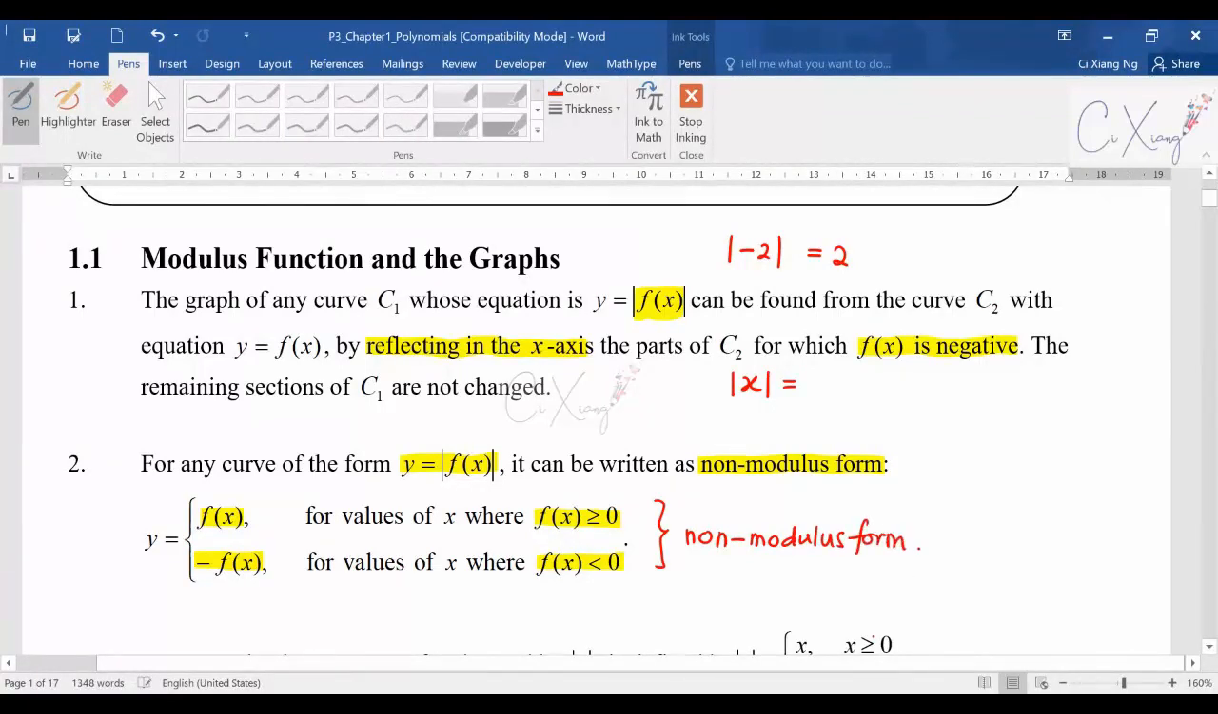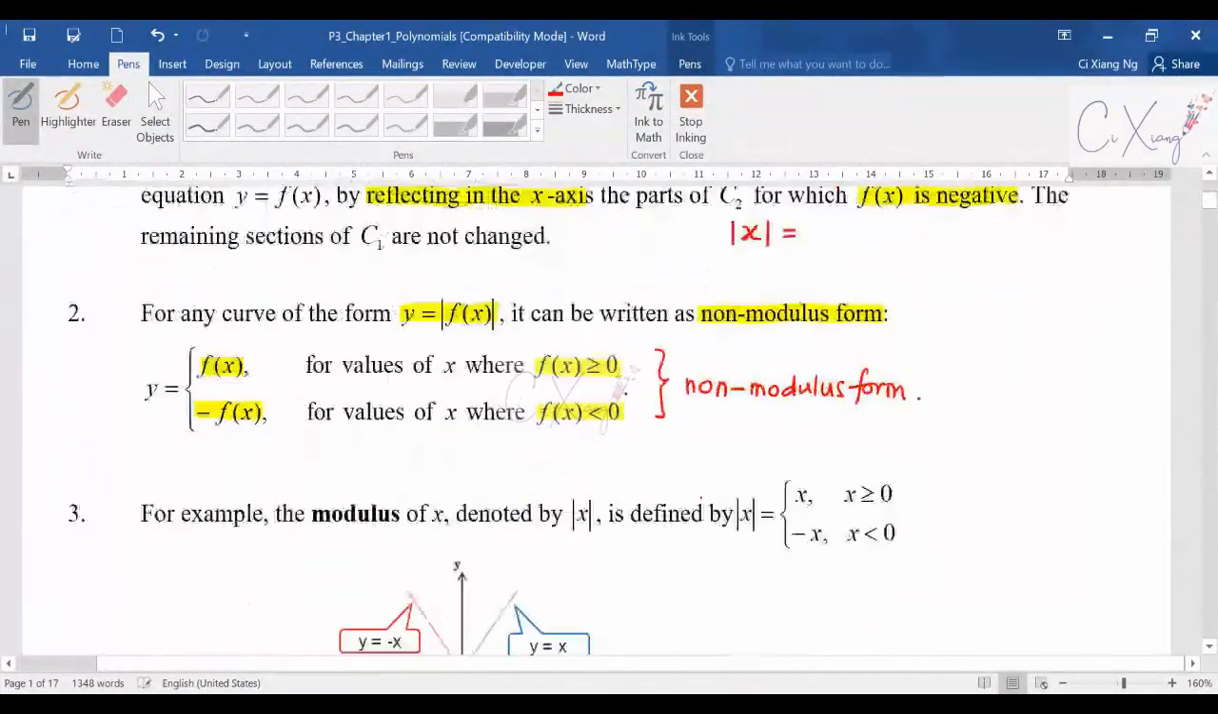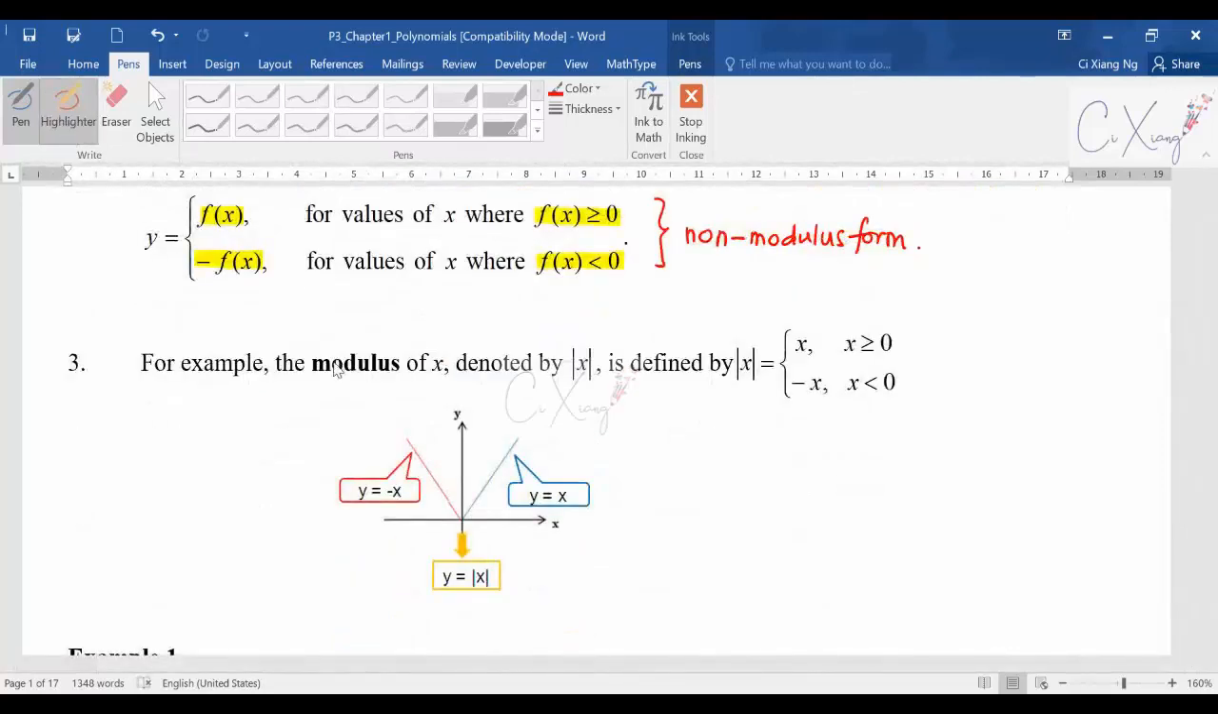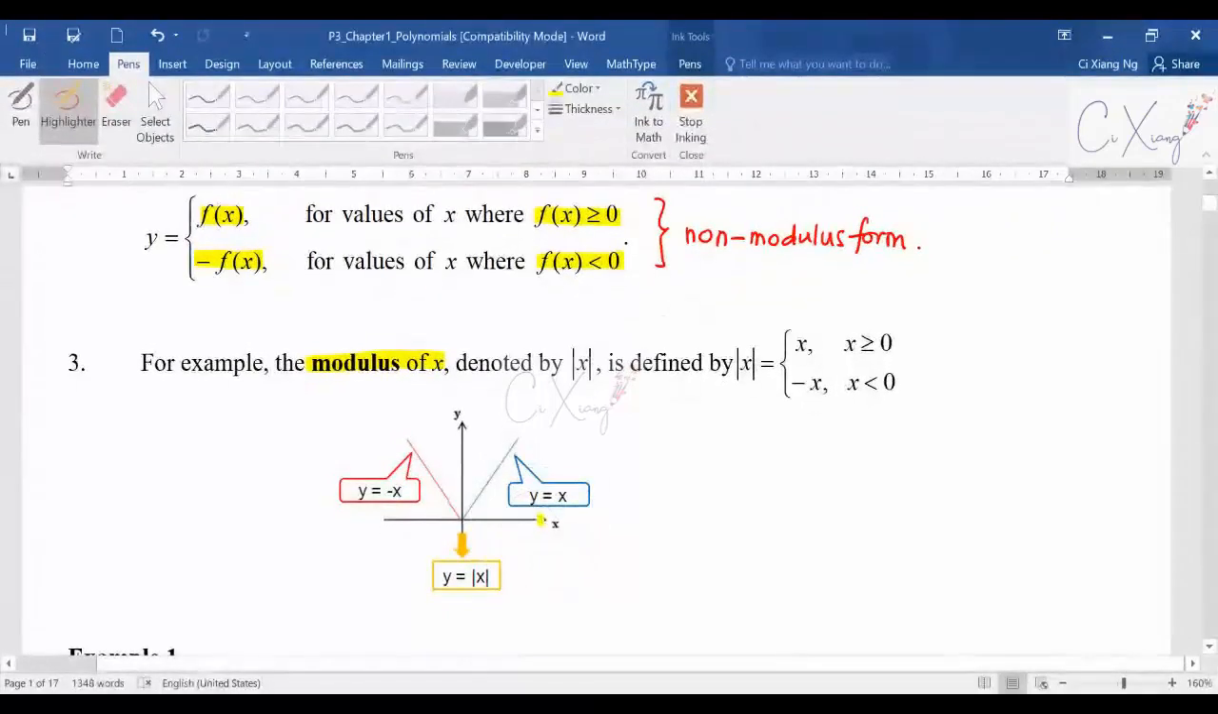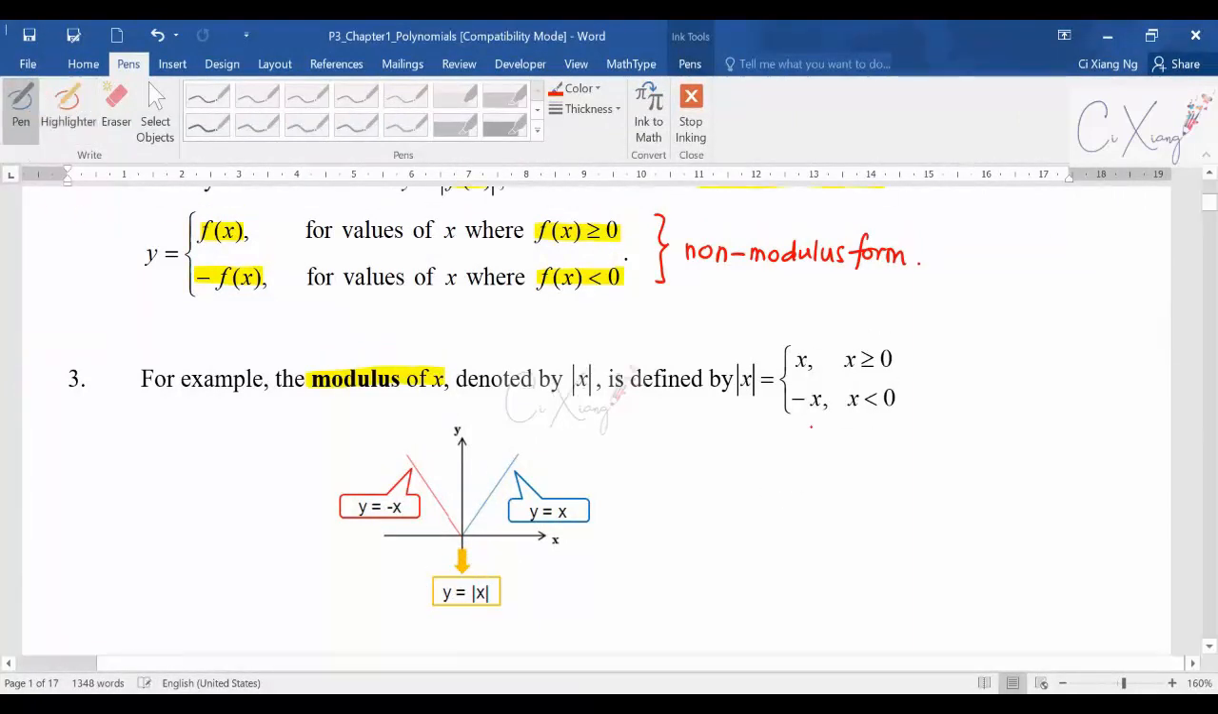In short, for this particular part, you need to know two things. The first is how to write out the modulus function in non-modulus form. The other is how to sketch the graph for a modulus function. How to sketch a graph is also very important. These two concepts are linked with each other. So you need to know the meaning of non-modulus form and also the meaning of modulus x. By using this particular example, I want to explain in a very simple way.